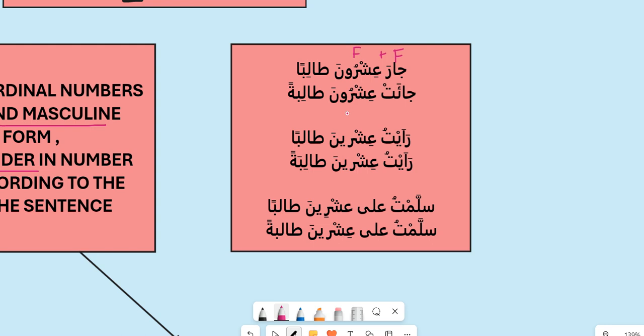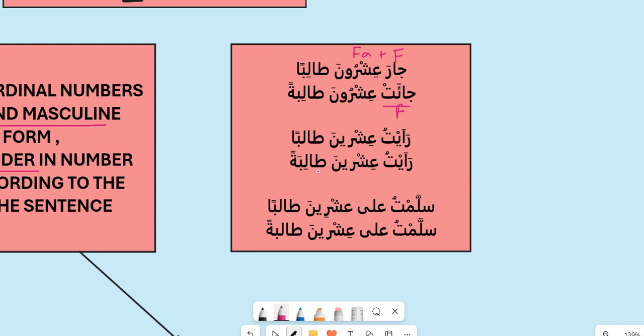Now the next one is mansoob case. Here, ra'aytu: fail, ra'ay, ta damir is file. So we have our fail and file. What should you look for after fail and file? Maf'ul bihi. So ishrina falls in the maf'ul bihi position. And as you know, Ishrun is in Jama Muzakkar Salim structure. So in Mansoob and Majroor, it will show its position by Ya wa Noon. So it will be Ishrina Taliban. Ra'aytu Ishrina talibatan.